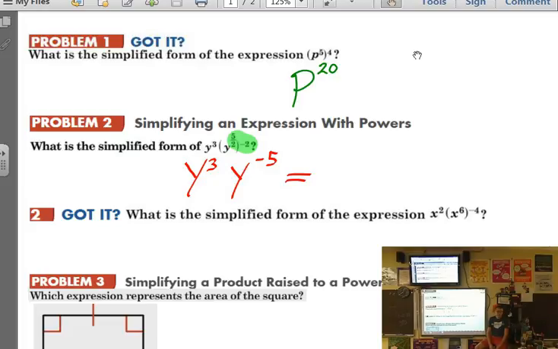So Max, you're saying this simplifies out to y to the -2 or 1 over y squared. Yeah, to go all the way we want a positive exponent.